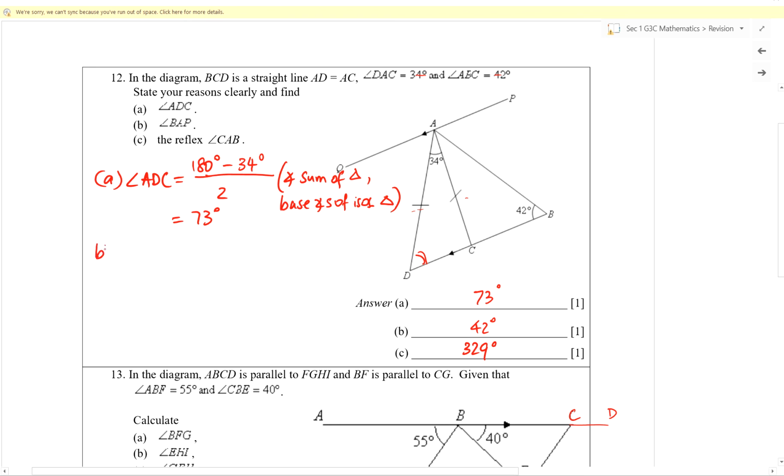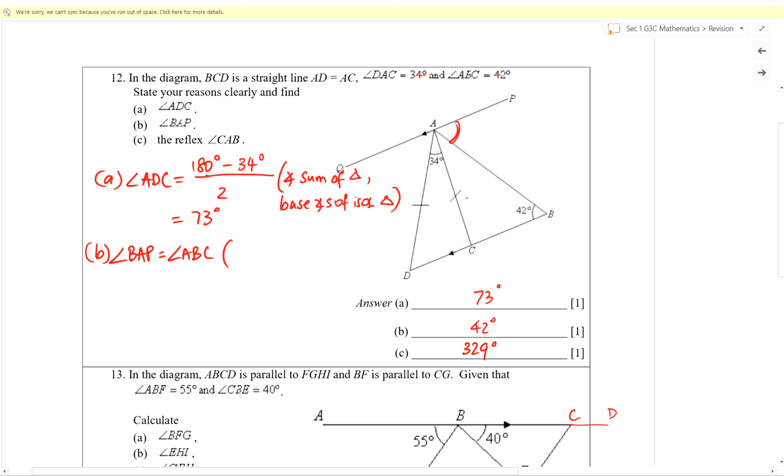Okay, now for part B, angle BAP. Okay, this is the angle I want to find out. So 42 degrees. How do we get 42 degrees? What is it equal to? ABC. You can say ABC or ABD, up to you. They're the same angle. Okay, and what is the reason?